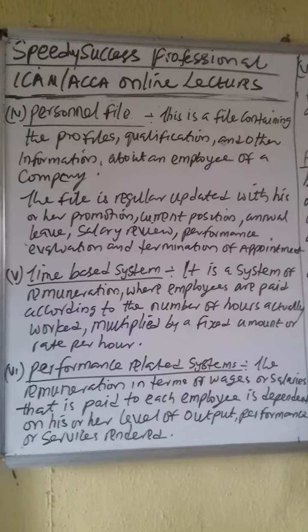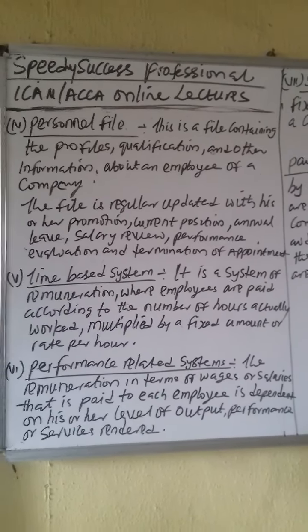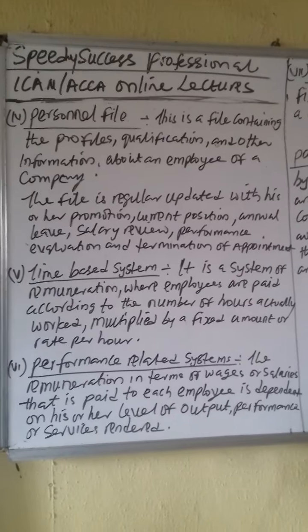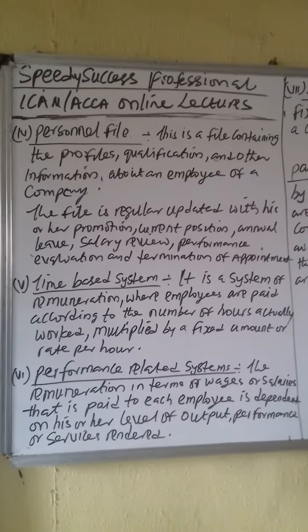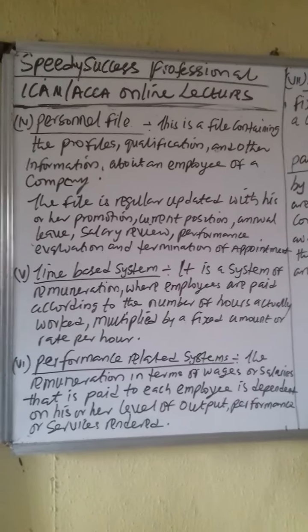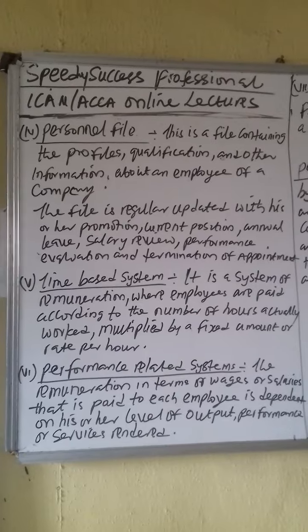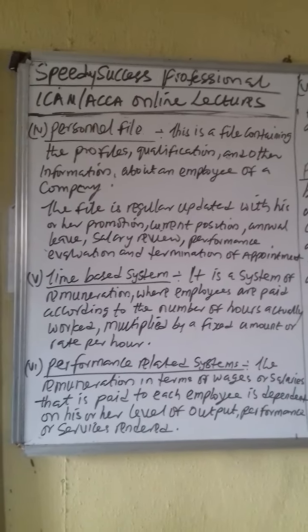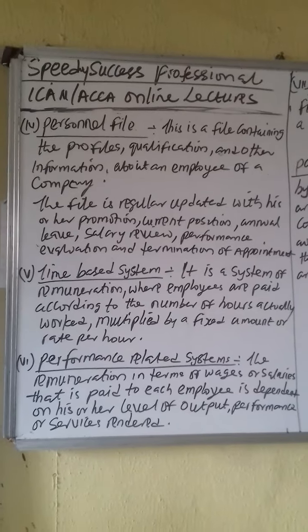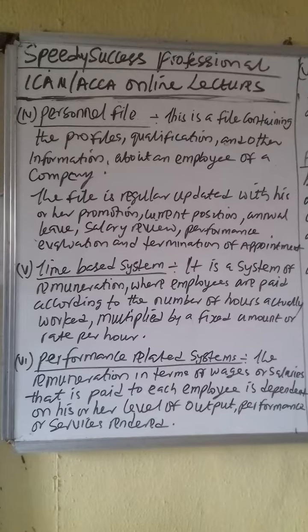The next, number five, is the time-based system of pay. It is a system of remuneration where employees are paid according to the number of hours actually worked, multiplied by a fixed rate of amount per hour. Going forward in part two of this lecture, we will definitely show the methods of calculating time-based measurement of pay.